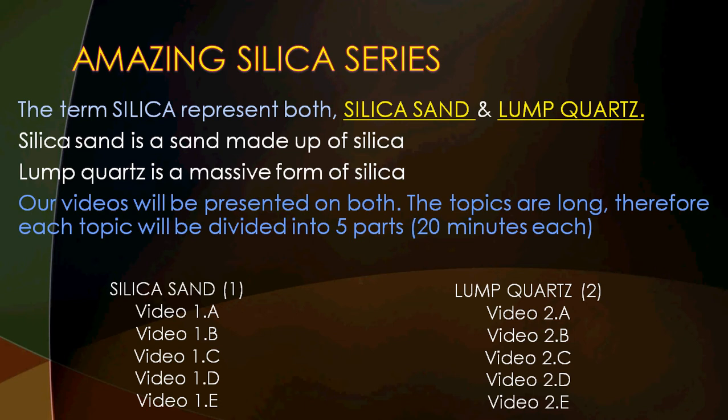Sand is nothing but a grain size. In engineering geology, all those particles ranging from 2 millimeter to 0.06 millimeter are called sand. But this sand is made up of quartz, that is silica, that is why we call it silica sand. Lump quartz is a massive form of silica. Our videos will be presented on both the silica sand as well as quartz.